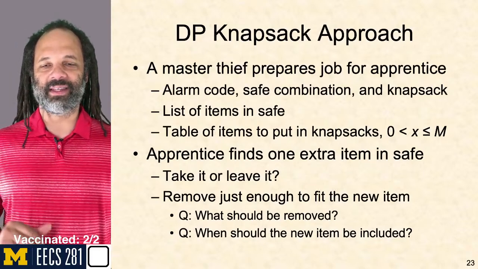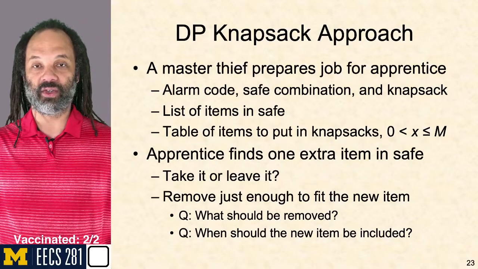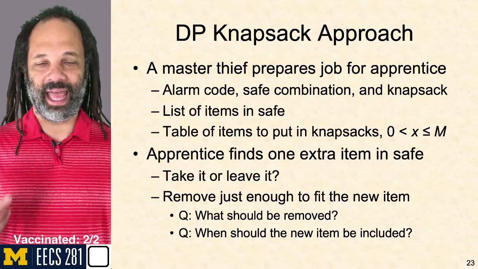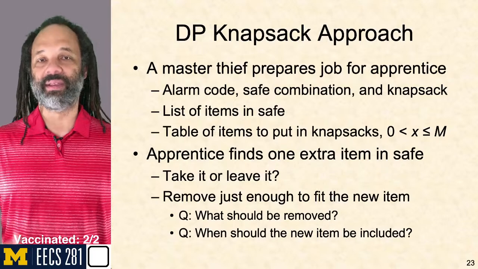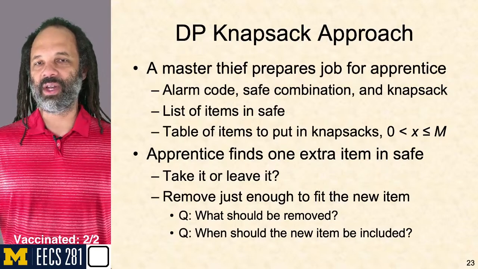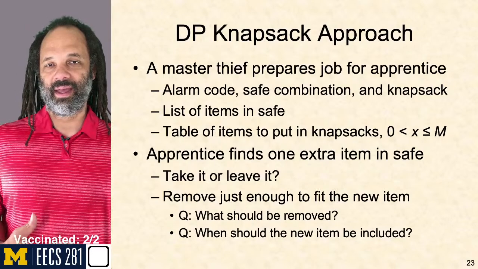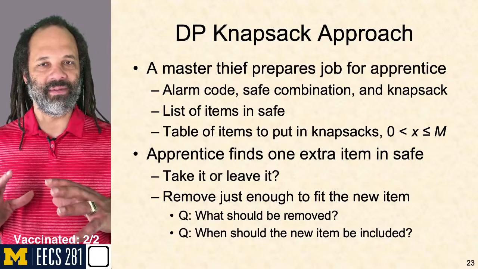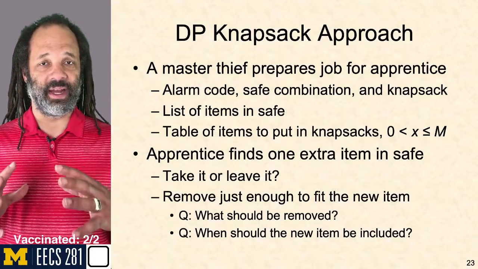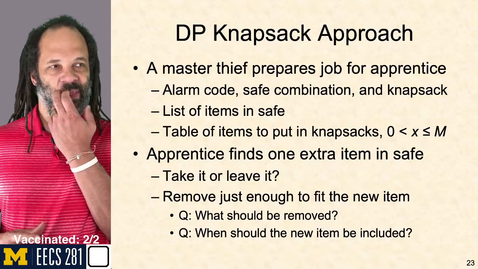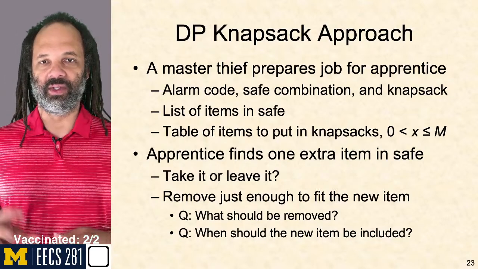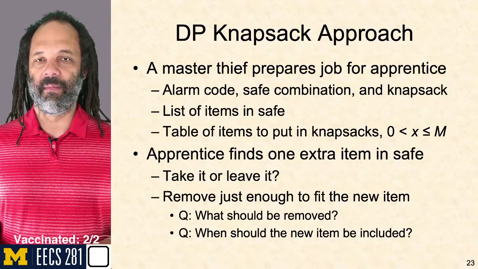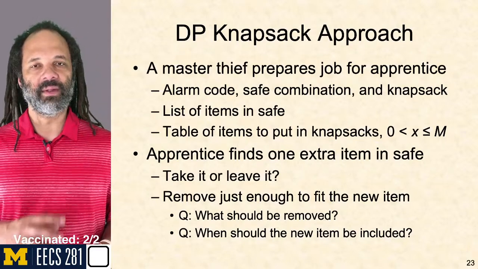Now, when the apprentice thief gets on site, there's one extra item in the safe. How does the apprentice thief handle it? We're going to take that item or leave it. If we already knew what we were going to put into the bag, then trying to add a new item raises a question: the bag was going to be full or full enough, if we've got one more item, do we include it or don't we? Do we take some things out to make it fit? So that's the trick here.